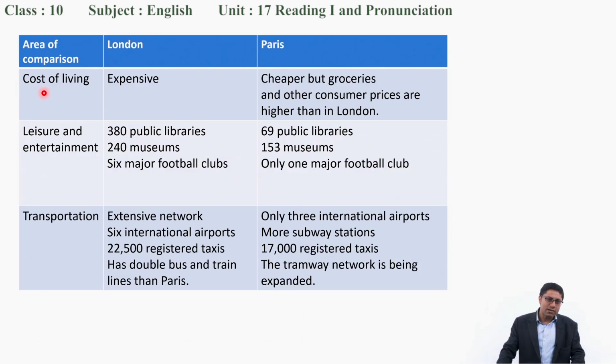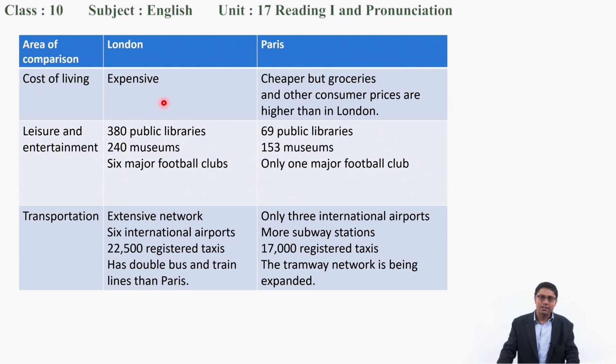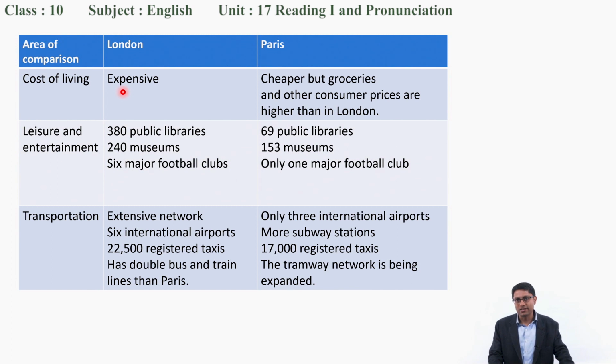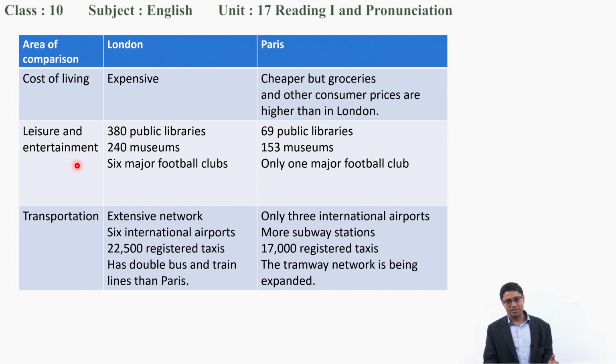Similarly, the next area of comparison is cost of living. London, in case of cost of living, is more expensive. They have to pay higher utility bills, which we discussed. But Paris is cheaper in comparison to London, though groceries and consumer prices are higher than in London. That also we discussed. The next area of comparison is leisure and entertainment.